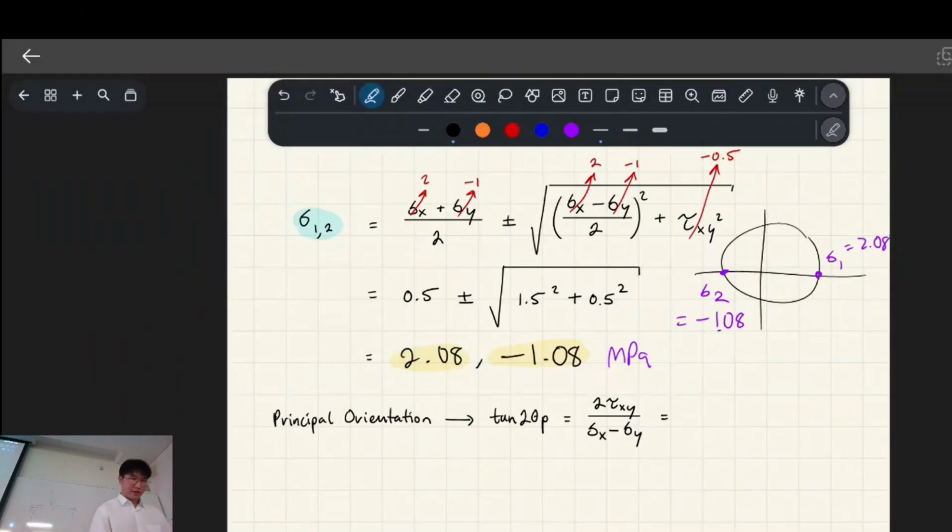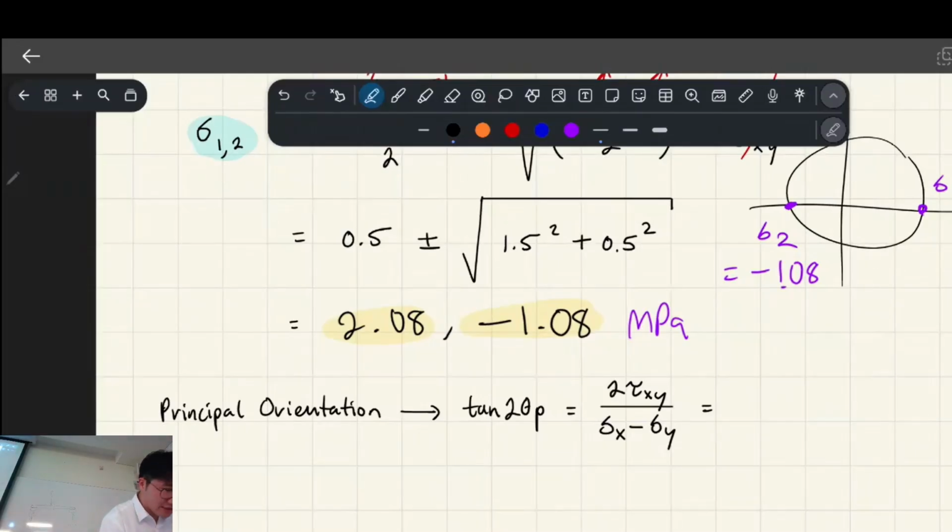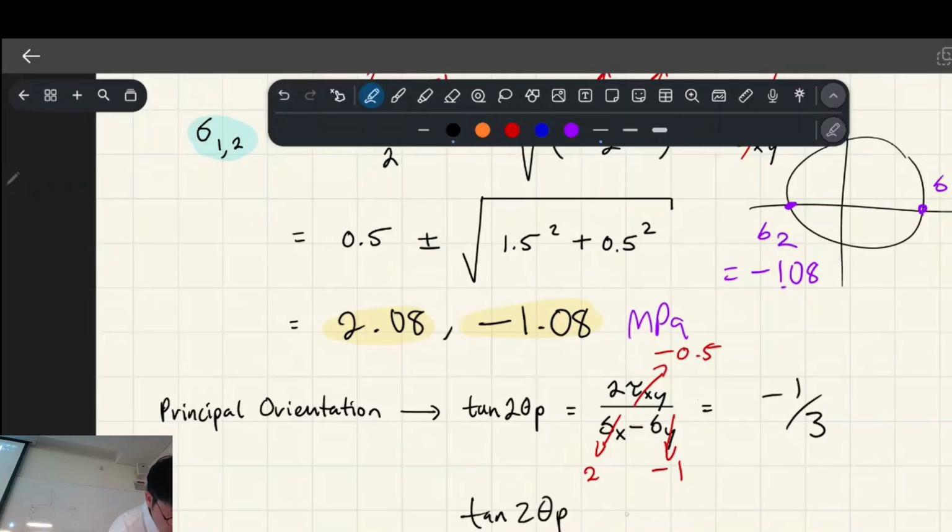All right. So principal orientation. This is the one that we didn't really cover last week, but basically there's a formula that's similar from last week. You just plug this in, okay? And then once we just quickly solve this fraction, we get negative 1/3. All right. So now there's tan 2 theta p equals negative 1/3, okay?